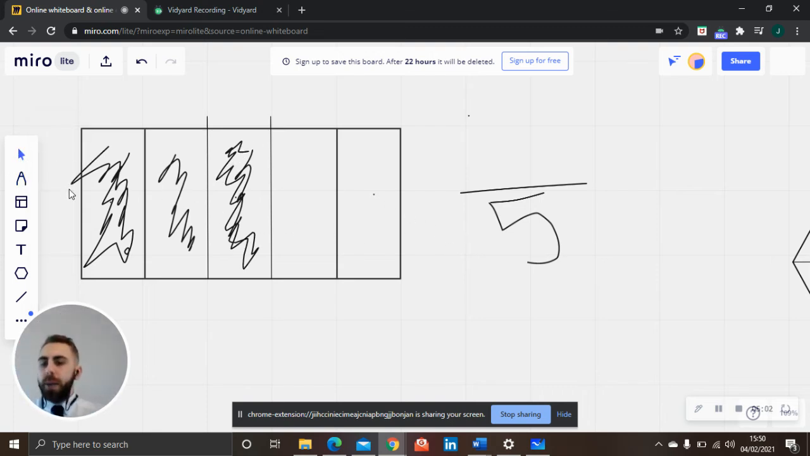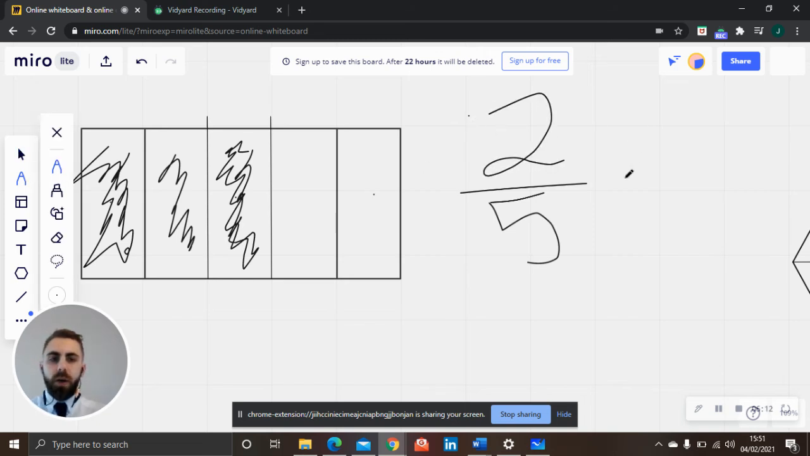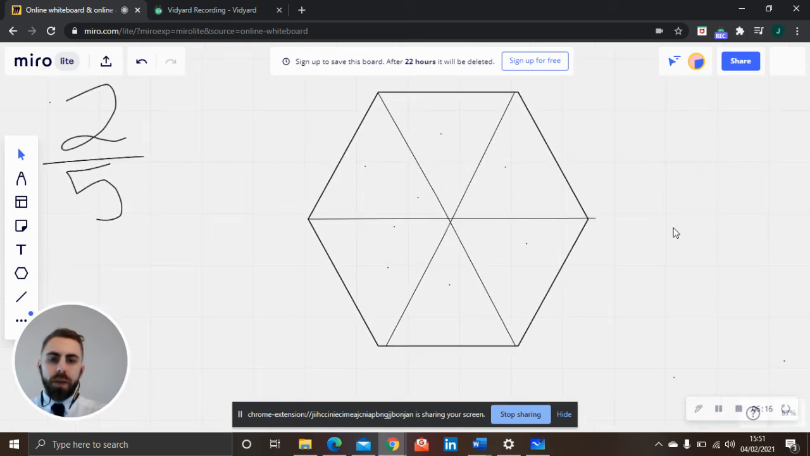Okay, and now I need to find out how many pieces are not shaded in. All right, so I've given these 3 pieces away. How many pieces have I got left? That's it. You got it. It's 2. Okay, last example.